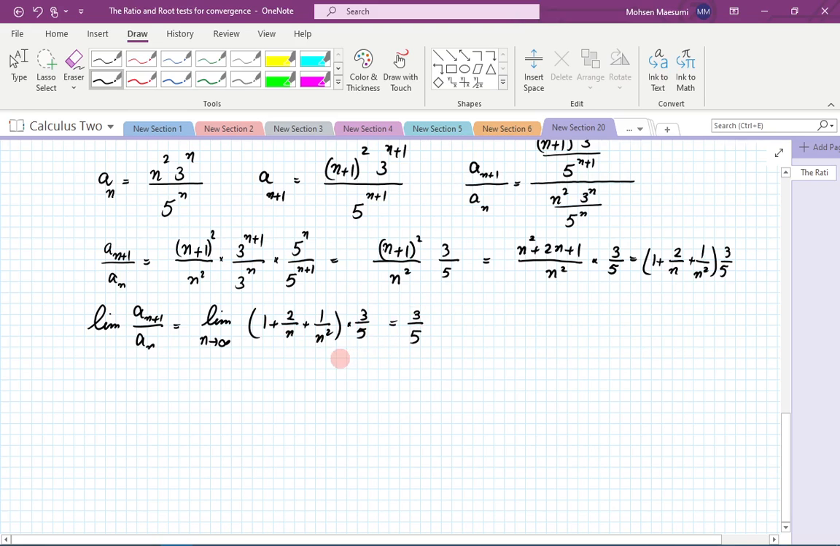Again, I forgot to put the absolute value here, but I need to put the absolute value here, but it's the same thing. So this ratio is less than 1, and as a result I can say the original series, which was n squared 3 to the n over 5 to the n, converges.